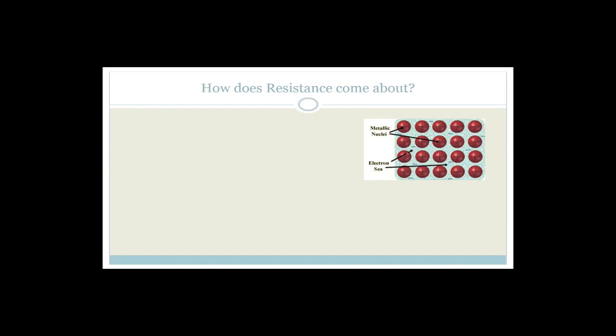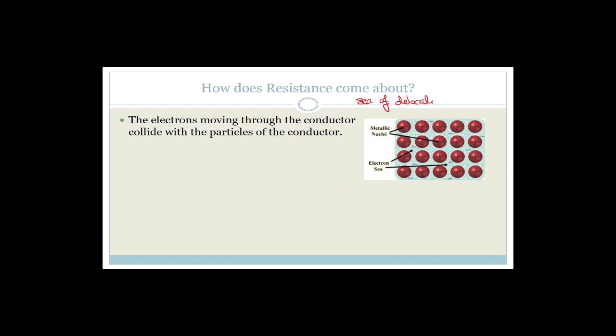Right, moving on. So how does resistance come about? Basically, the electrons move through the conductor, colliding with the particles in the conductor. Remember we said that in your metal, you've got these metal nuclei, and then we've got this sea of delocalized electrons. And I have explained to you that these electrons will carry on traveling in their orbitals around their specific atoms, but because these orbitals are all at the same energy level, if you put a current across them, then these electrons will be able to move from the negative end of the battery to the positive end of the battery across the piece of wire.